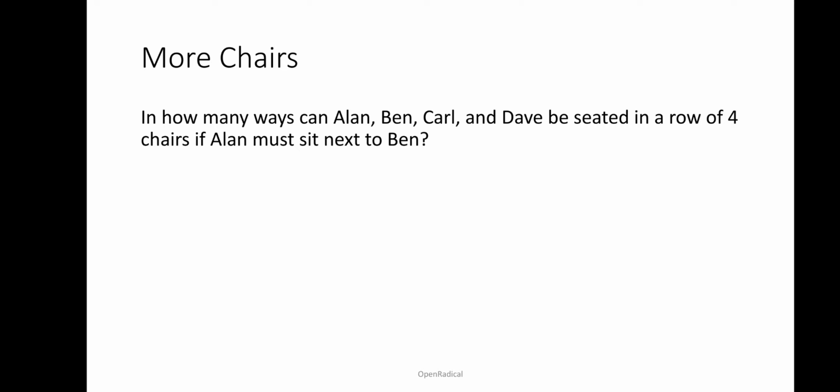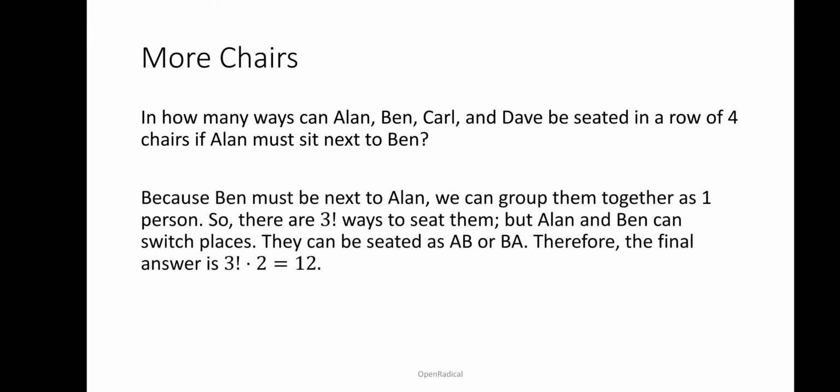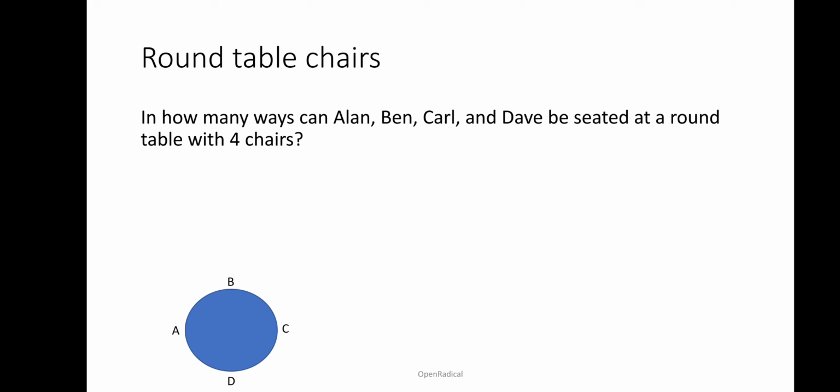Let's do another chairs problem. In how many ways can Alan, Ben, Carl, and Dave be seated in a row of 4 chairs if Alan must sit next to Ben? Well, because Ben and Alan are next to each other, we can lock them together into one person. So now there are 3 people left. 3 factorial is 6. But Alan and Ben can switch places. Alan can be to the left of Ben or to the right of Ben. So we have to multiply by 2. 3 factorial times 2 is 12. That is our answer.